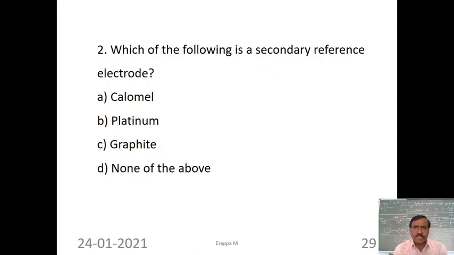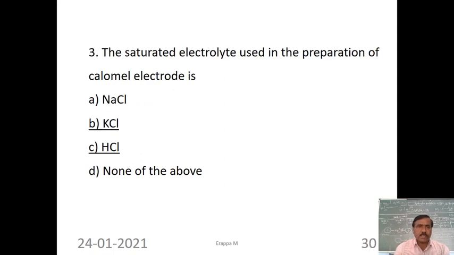Which of the following is a secondary reference electrode? A is calomel, B is platinum, C is graphite, and D is none of the above. The secondary reference electrode is A, that is calomel.